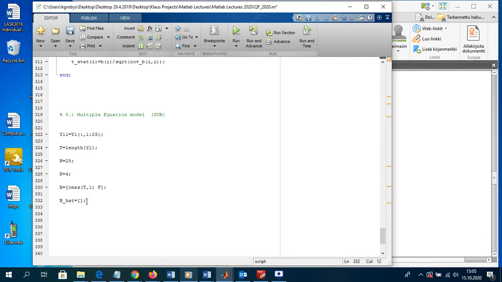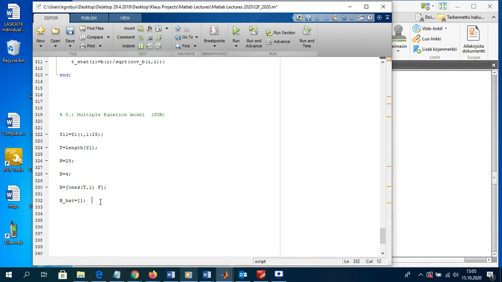But we know what comes out here: the beta underscore hat, at the end of the for loop, should have 100 observations, and they should be in a column vector. It would be a 100 by 1 vector.